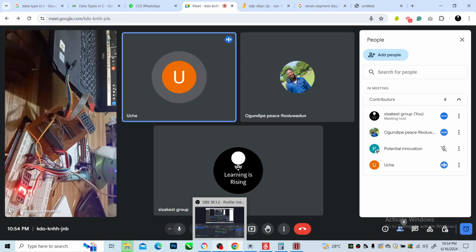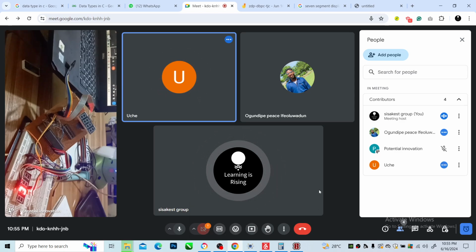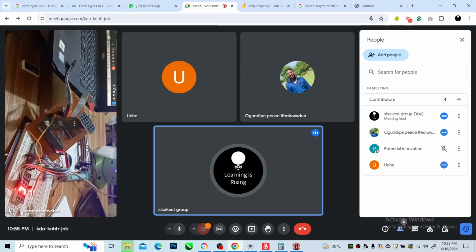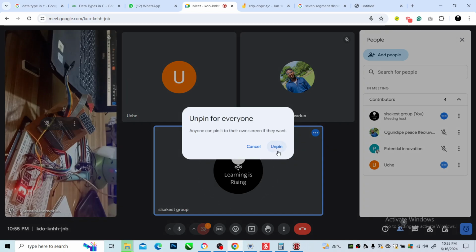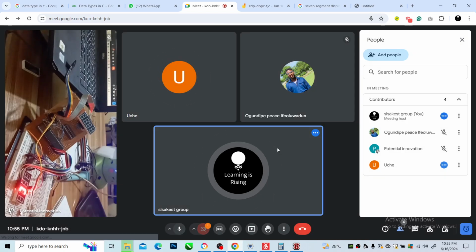Sorry, I was trying to run this stuff on Proteus, so I don't know. It's giving me crazy values. I don't know what I did wrong. Can I share my screen? Let me stop sharing. Okay, I have to unpin this, then go ahead and share.